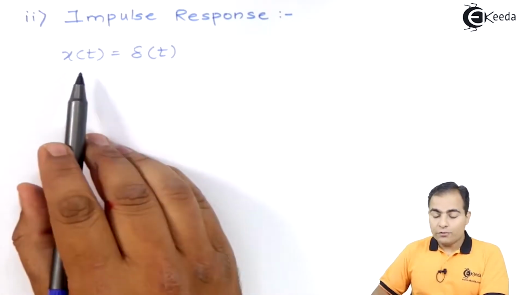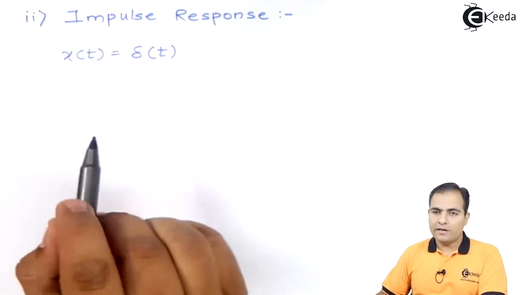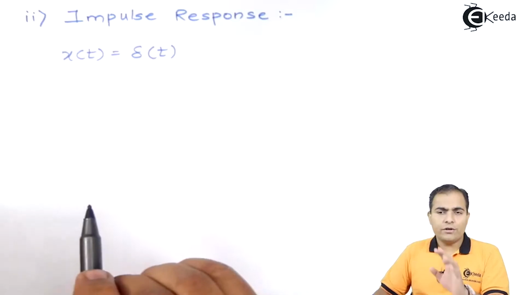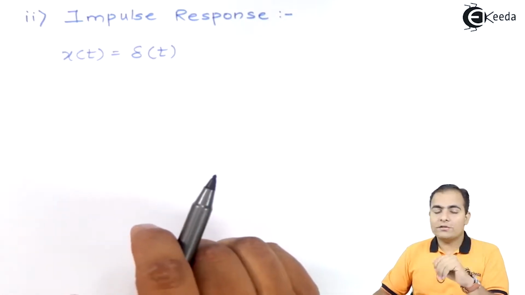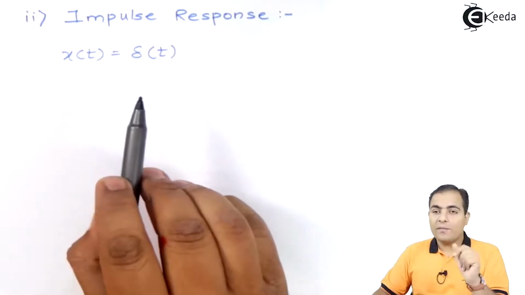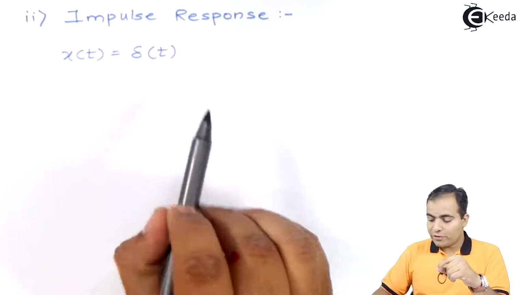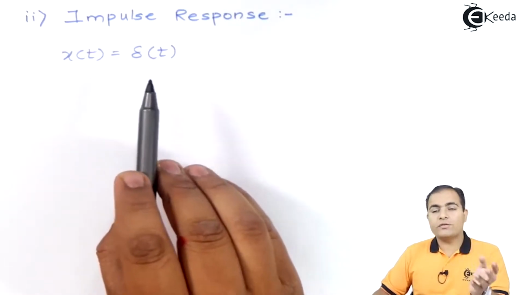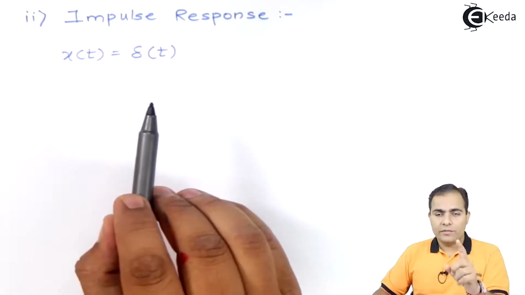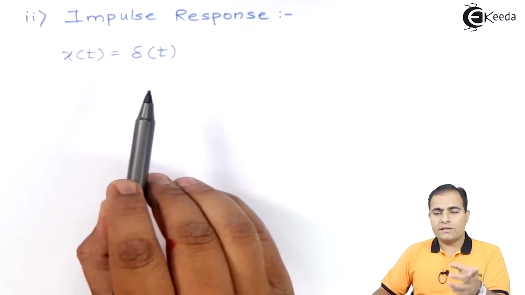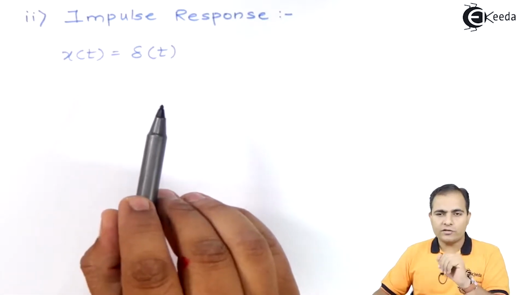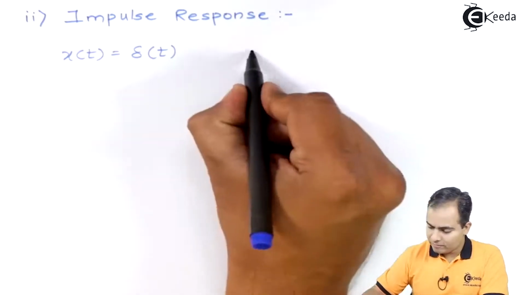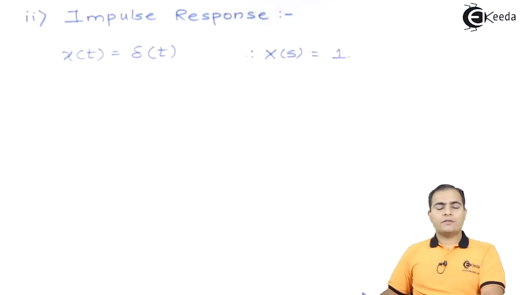As I said, to find out the impulse response, your input must be an impulse function. That's why I've substituted x(t) as delta(t). Now the Laplace transform of delta(t): as I told you earlier, while calculating the Laplace transform of elementary signals, we derived the Laplace transform of delta(t). Whether you transform delta(t) into the Laplace domain, the Z domain, or the Fourier domain, the answer is always 1. Which means the X(s) value is 1.